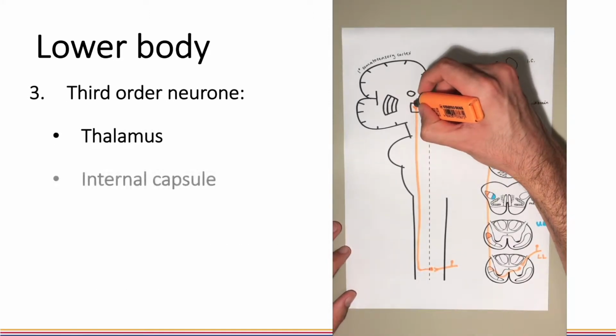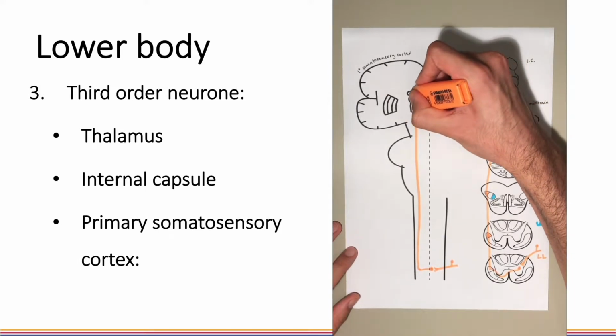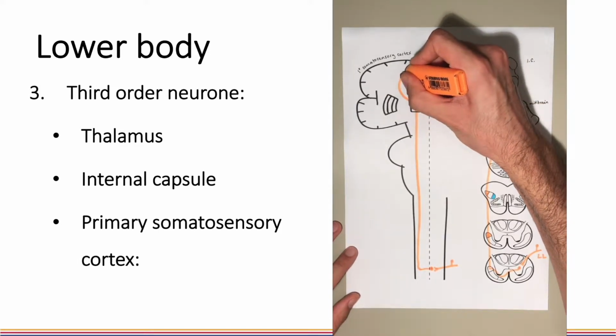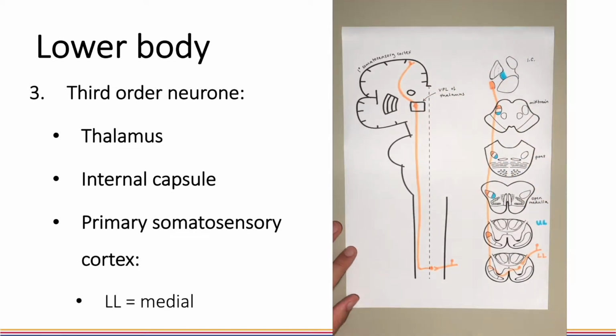The third order neuron runs from the thalamus to the somatosensory cortex in the postcentral gyrus. Again, sensation here is somatotopically organized, so sensation from the lower body is delivered more medially in the cortex.